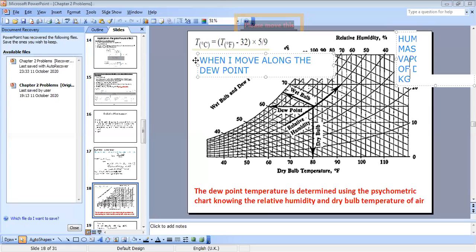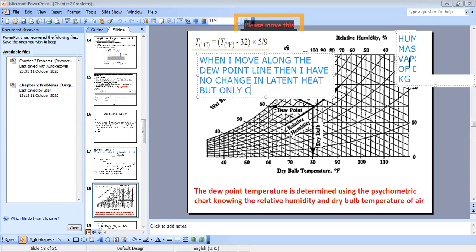So here, when I move along the dew point line, I have constant latent heat. I have no change in latent heat, but only change in sensible heat.